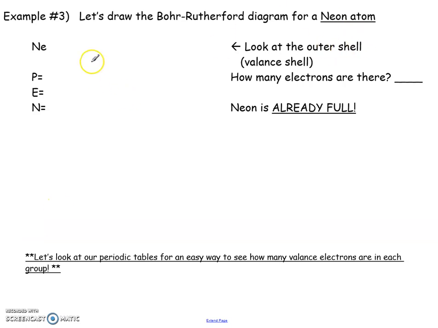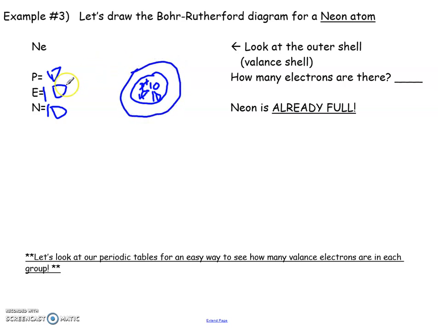Let's look at neon. Neon has 10 protons, 10 electrons, and it happens to have 10 neutrons as well. Please write in here protons being 10, and then our neutrons being 10. Please make sure you're writing this nice and big so you have space. Let's start putting in our electrons. We have 10 electrons.